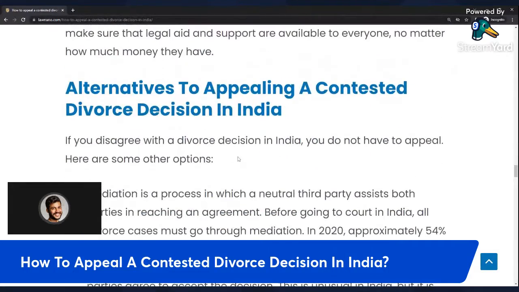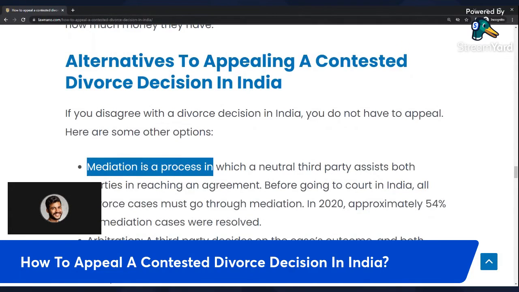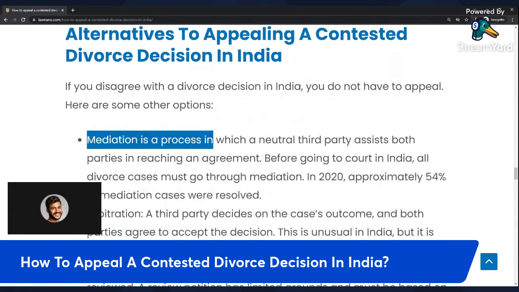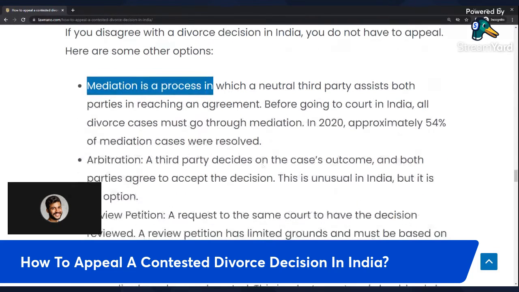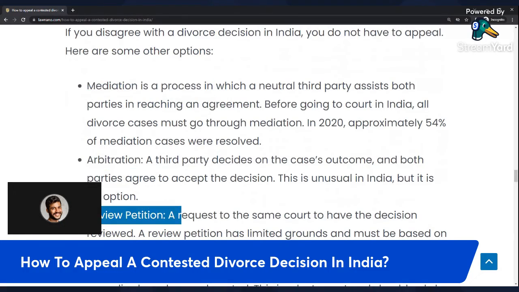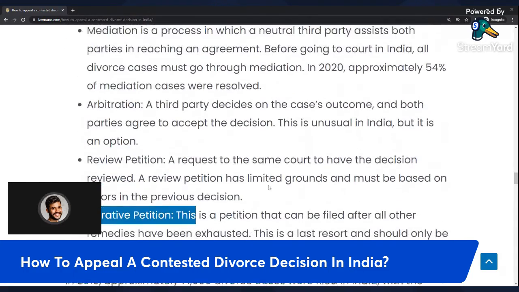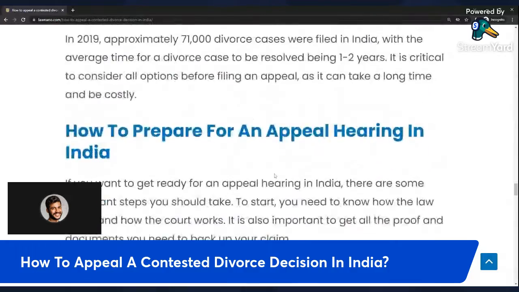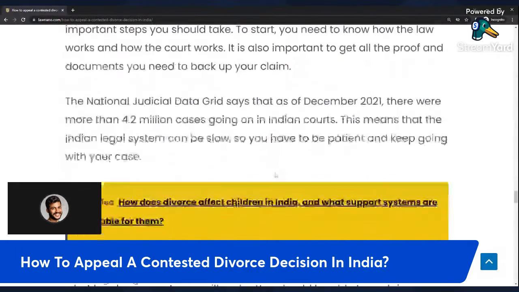And again, if you want a simple or an alternative process, mediation is a very good process that you can look for. It is much cheaper, much more affordable, and less stressful. You can go for that. You can also go for arbitration, review petition, and curative petition. All the details are there on our website. You can go through it, and it will definitely help you out with that.